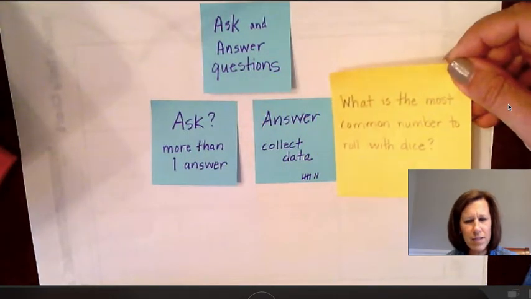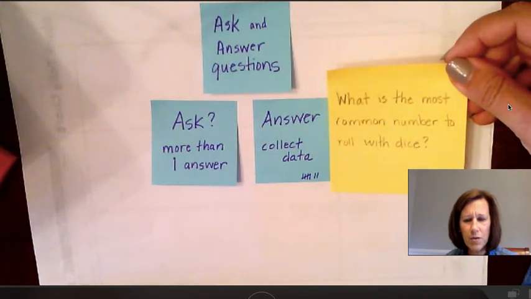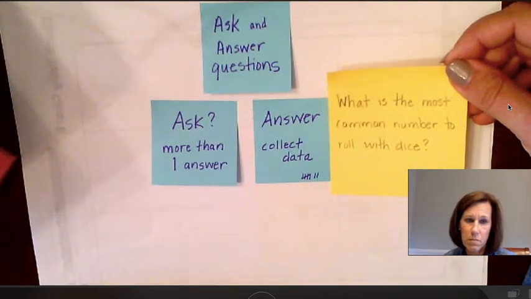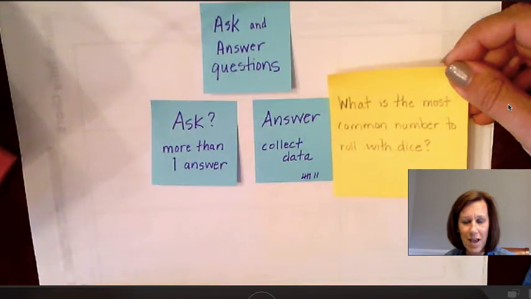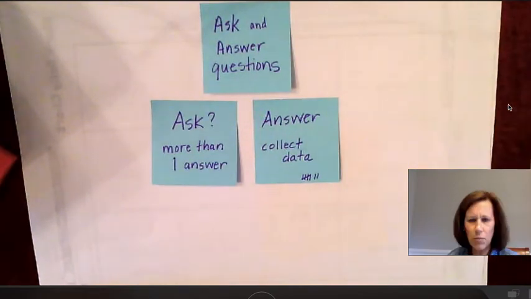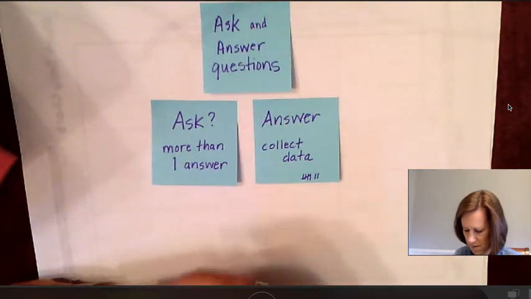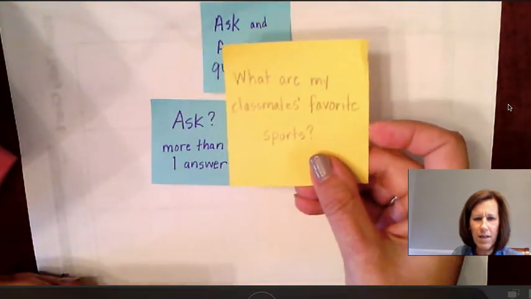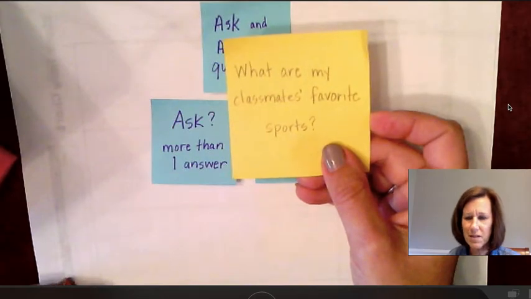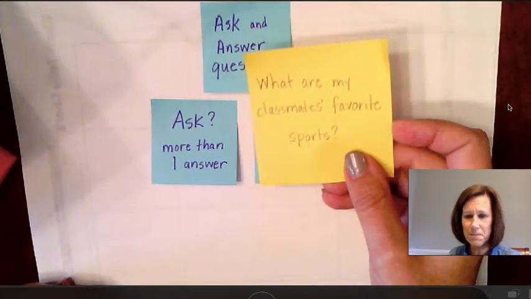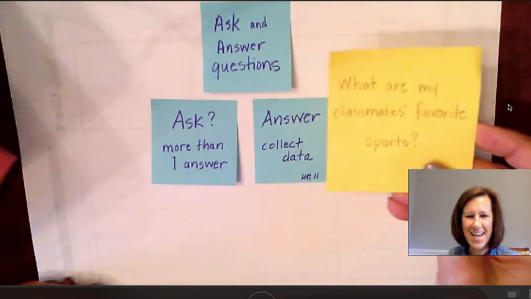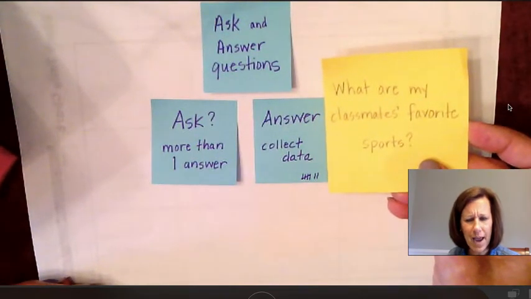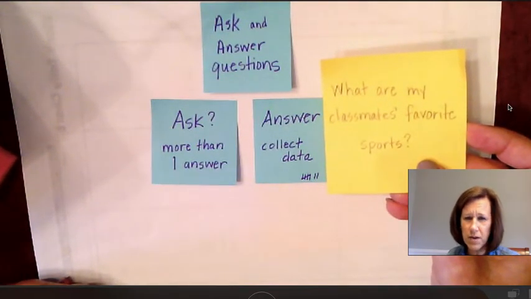And then every time I rolled them, I could make a tally on what I rolled. Did I roll 2 or maybe 11 or 5? There'd be a lot of information there. That would work for collecting data. What about this question? What are my classmates' favorite sports? Does that have more than one answer? I bet it does.